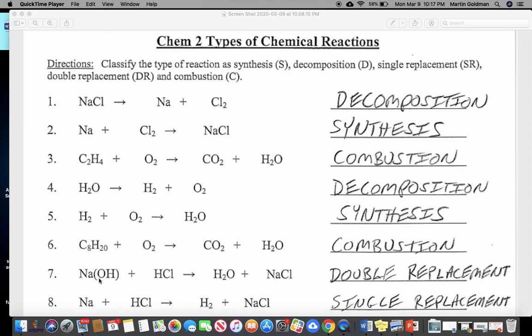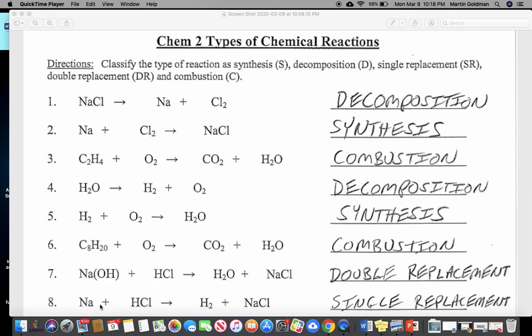Now for a double replacement, you got 2 things and 2 things make 2 things. This is water. This is a tough one. Plus sodium chloride. This is a special acid and base double replacement. Special case, but it's 2 and 2 makes 2 and 2. So there it is, double replacement. There's nobody single here, so these are all doubles, so it's a double replacement.